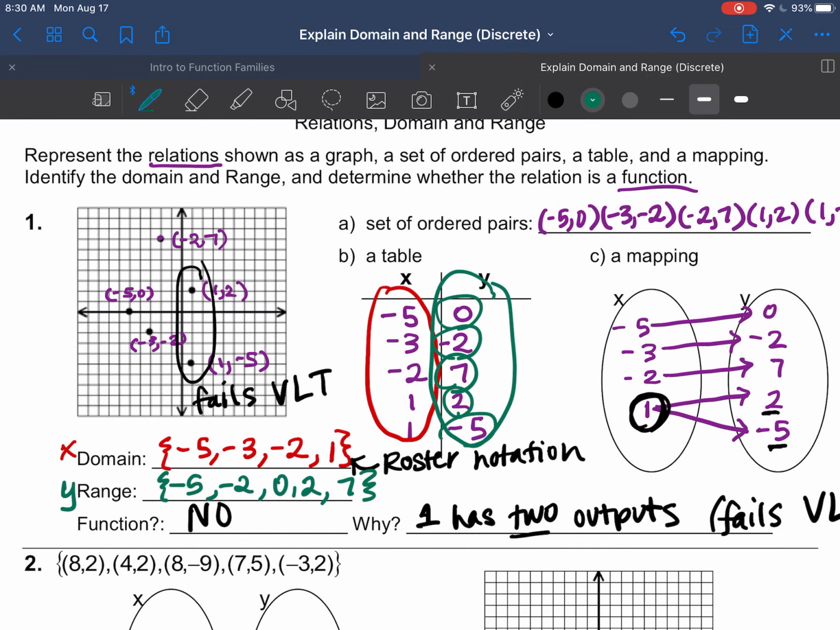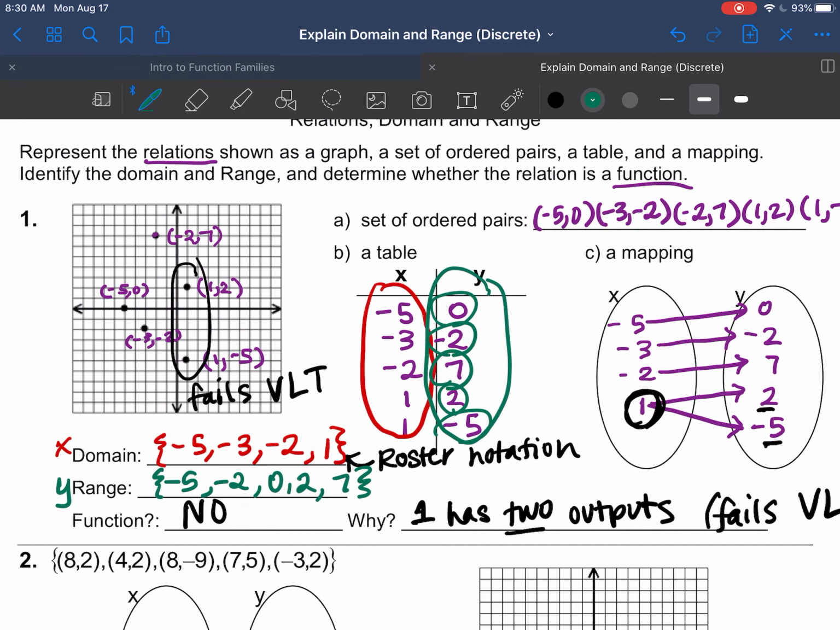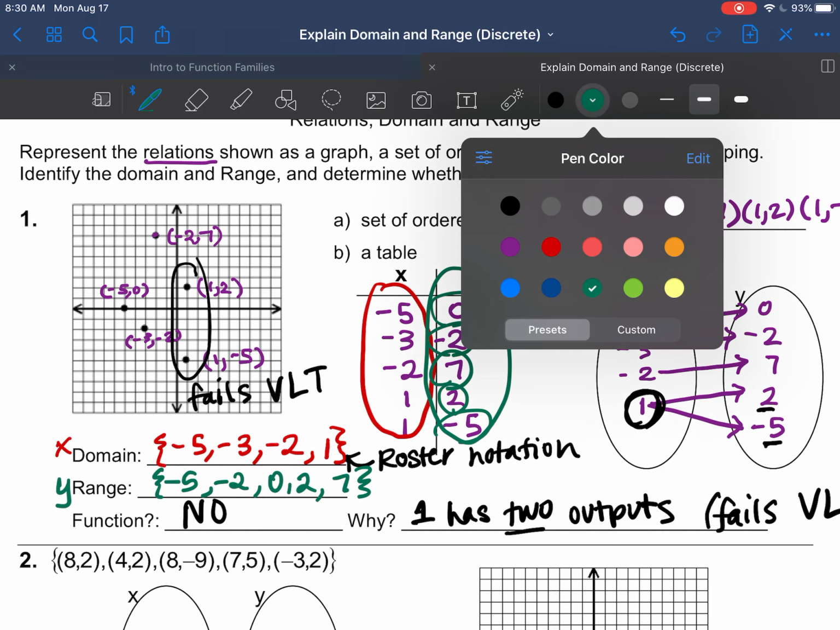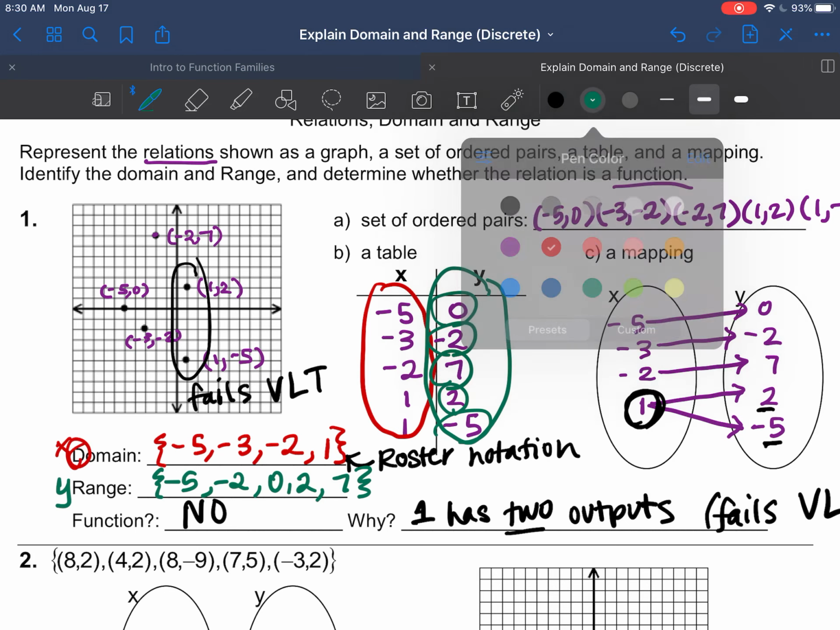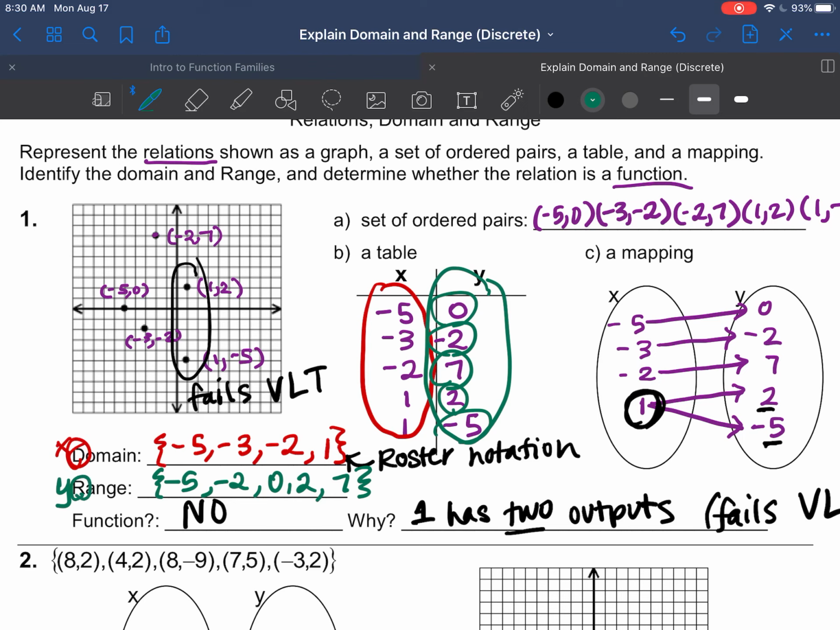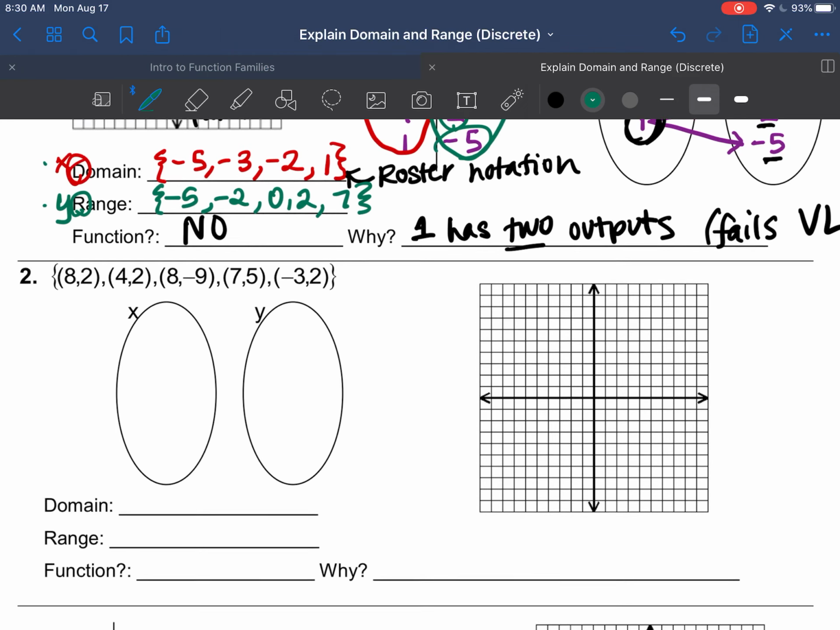Okay, and so domain is all your x values, range is all your y values. And the way I remember that is because D comes before R in the alphabet, and X comes before Y. And so it's in alphabetical order. X comes before Y, D comes before R. Domain is your x's, range is your y's.